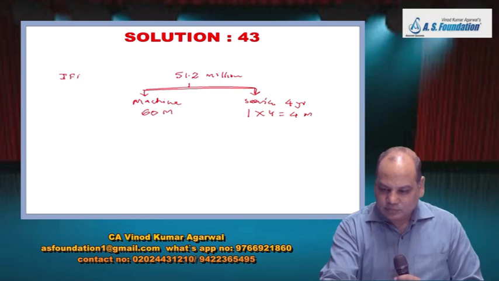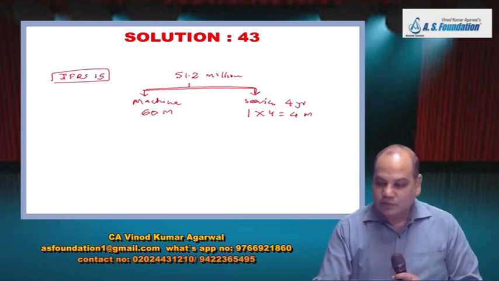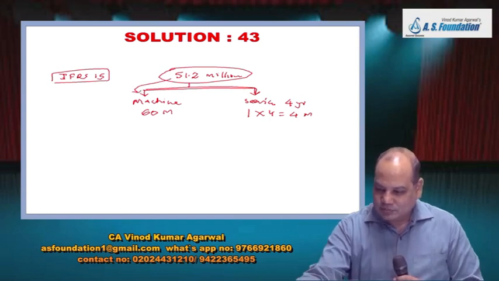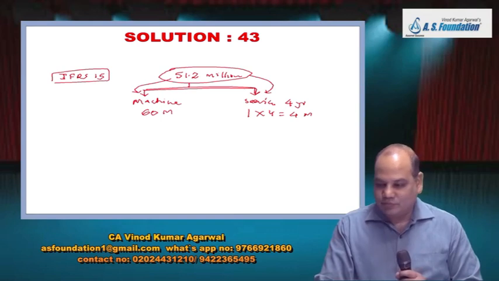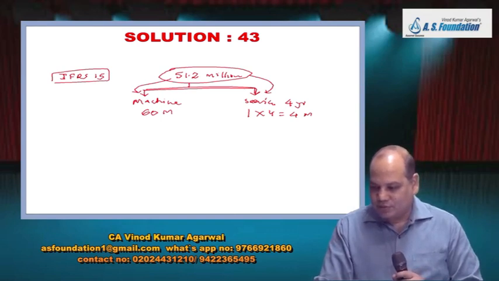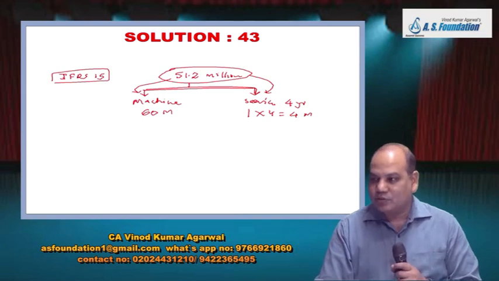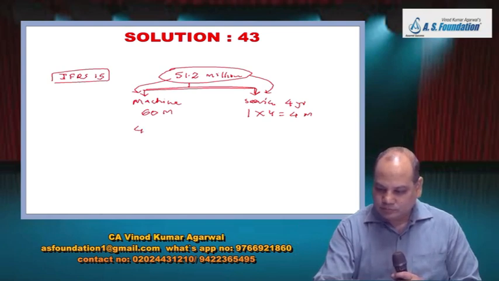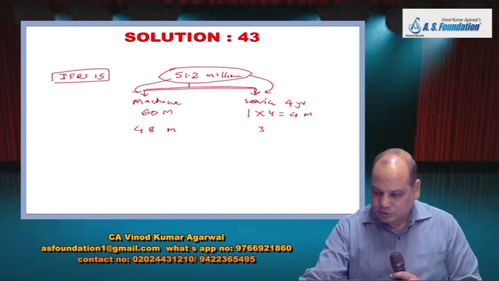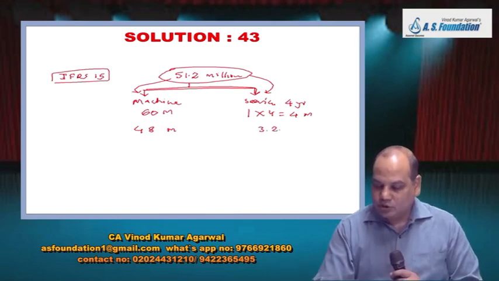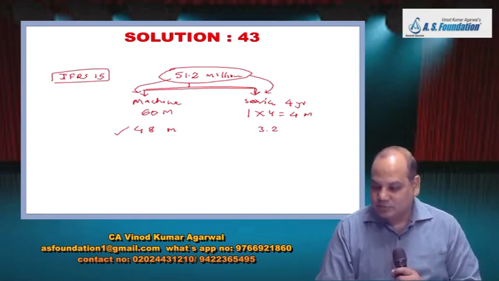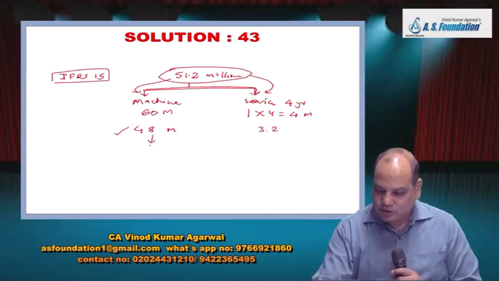IFRS 15 says identify performance obligation, identify consideration, allocate the consideration in respect of standalone prices. So can you allocate 51.2 in the ratio of 60:4? 48 million and 3.2. This 48 machine has been delivered, performance will be recognized immediately. So this should go to revenue immediately.